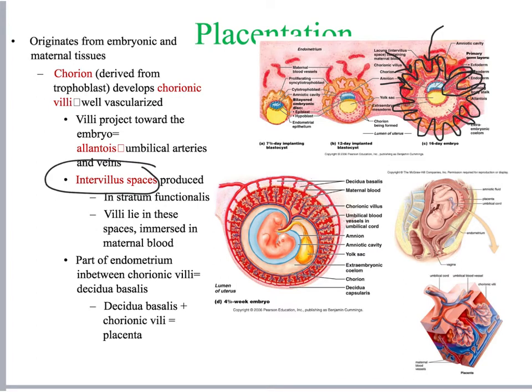So the placenta essentially is half maternal and half embryonic, with the maternal part of it being the intervillous spaces or the decidua basalis, and then the chorionic villi, those outcroppings of the chorion, are the embryonic parts of the placenta, and it's the two of them together that are the placenta themselves.